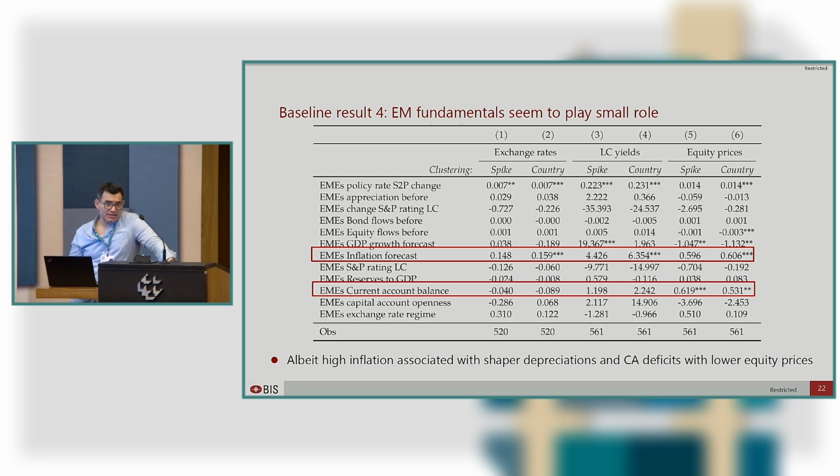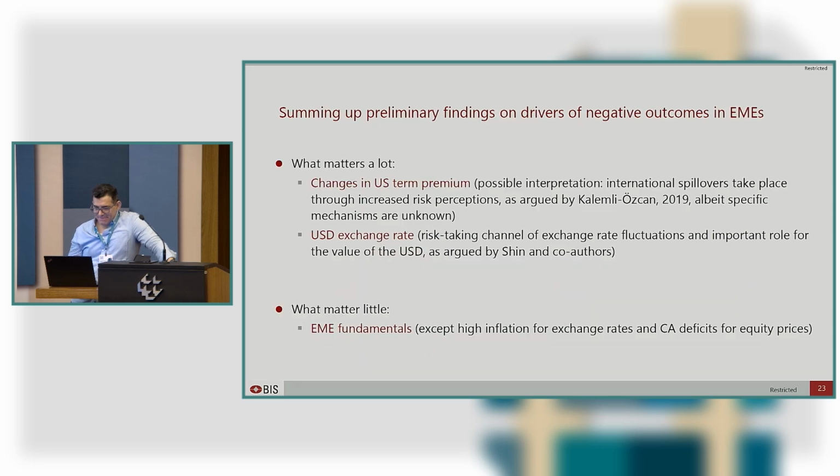A higher inflation forecast seems to be correlated with more negative outcomes in emerging markets in the cross-section of the yield spikes. And also the current account balance, meaning a current account deficit, seems to be correlated with a fall in equity prices in emerging markets. So that's basically the main results that we get when we do the analysis asset price by asset price.